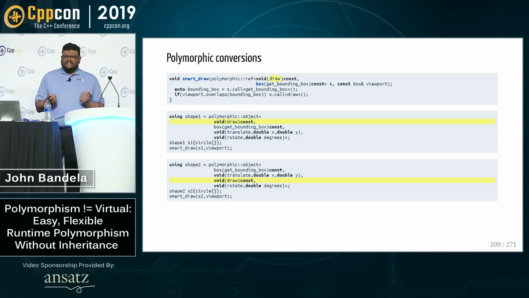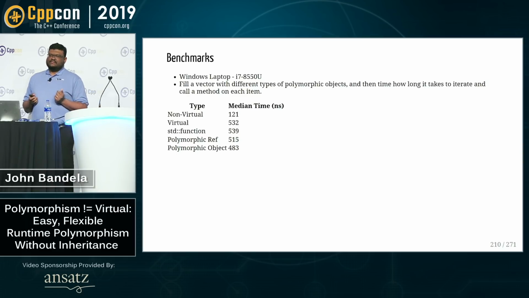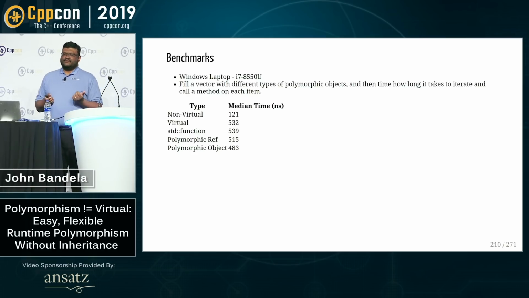So how much does it cost in terms of our benchmarks? Well, before looking at benchmarks, there's lies, damn lies, and micro benchmarks. So this was just done on a Windows laptop. We fill a vector with different types of polymorphic objects, and then measure how long it takes to iterate and call a method on each item. So basically, using a non-virtual type really makes a big difference. Everything else is clustered around 500. Maybe a little bit bigger, a little bit slower, but in general they're much, much worse than non-virtual, and they're all pretty close to each other.